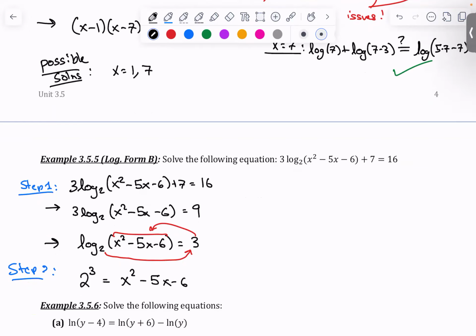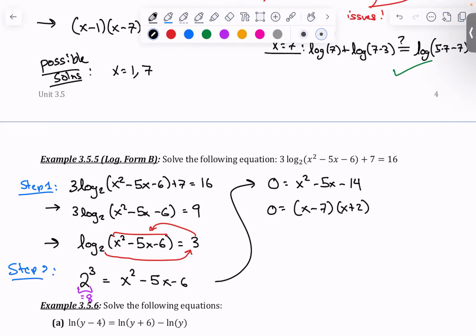Okay. So 2 cubed is 8. So we end up with 0 is equal to x squared minus 5x minus 14. And that should factor. And if we don't want to factor, we can always use the quadratic formula, right? Use that to our advantage. But it ends up being 0 is equal to x minus 7 times x plus 2, which gives me the possible solutions. x equals 7 and negative 2.